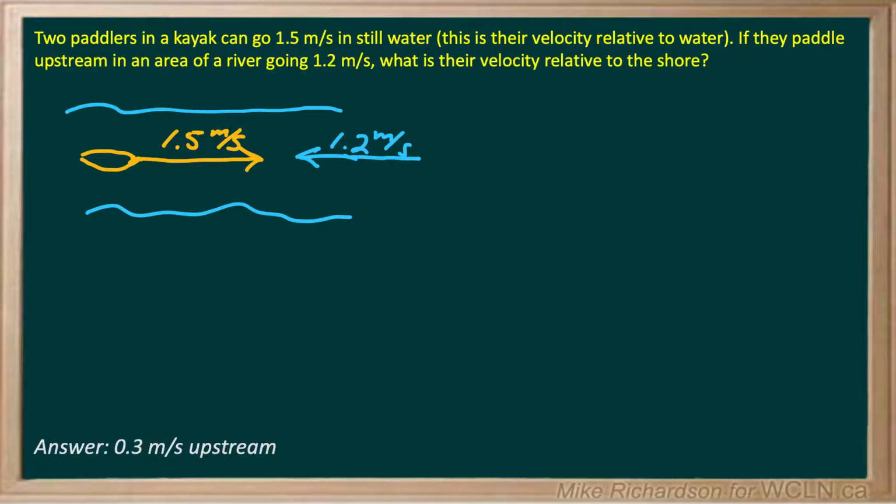Now it stands to reason that if you're pushing against the water, you're going to go slower. So really we want to find the combined velocity. What is the total velocity with respect to the shore? So if somebody's standing on the side of this river, having a look at the overall effect, how fast does it look like this boat is going?